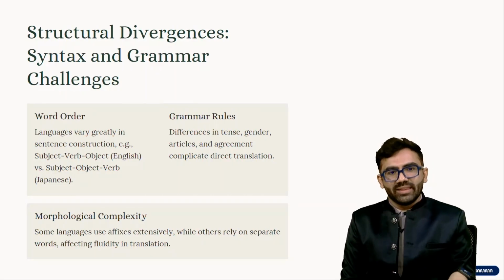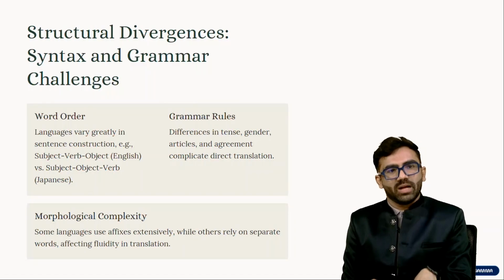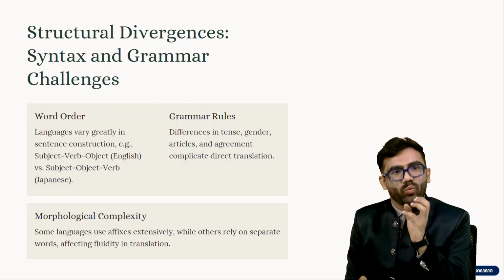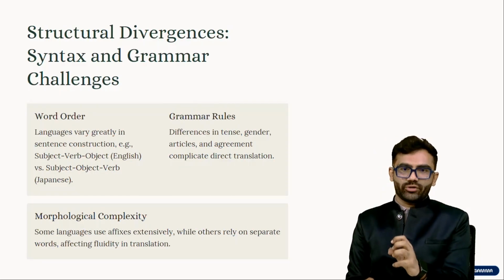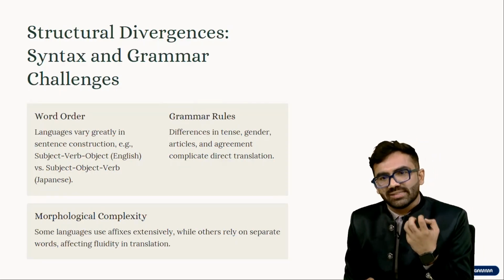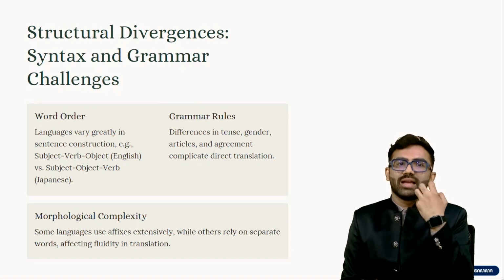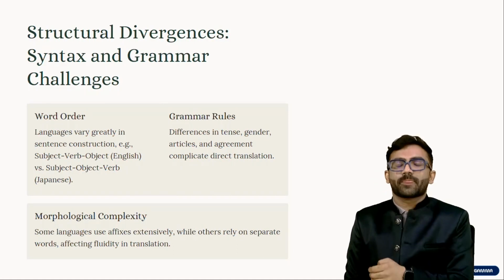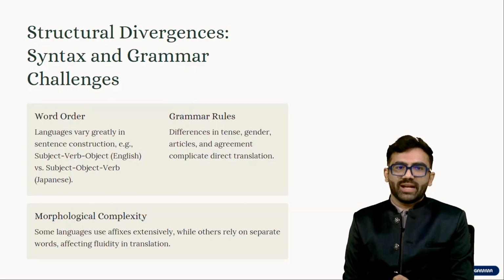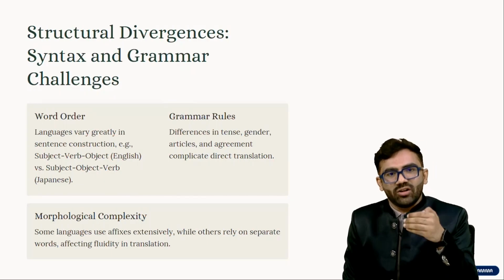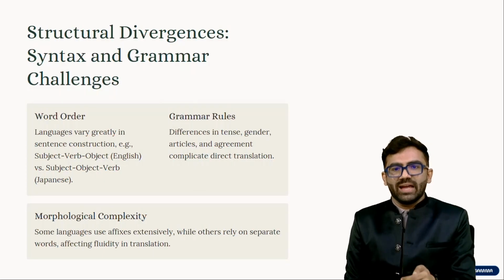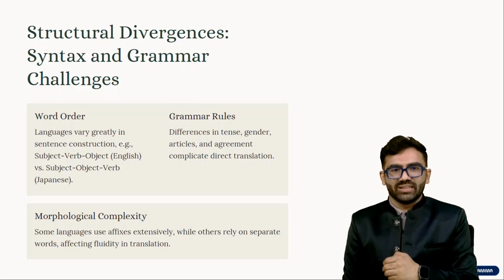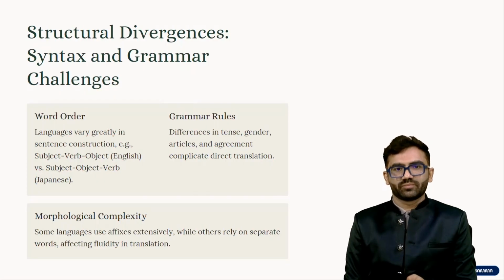Whereas in Hindi, it is subject plus object plus verb. So languages vary greatly in sentence construction. When you are constructing a sentence, the word orders are not the same. When we talk about grammar rules, for example, in Hindi there are no articles, a and the, that we use in English. Hindi does not have that.